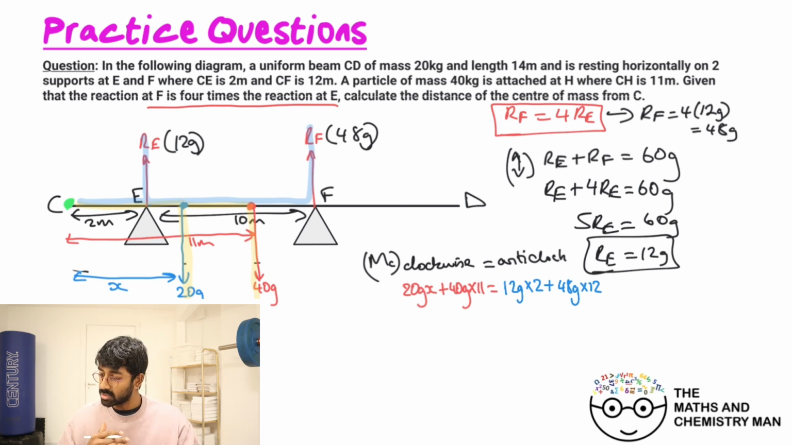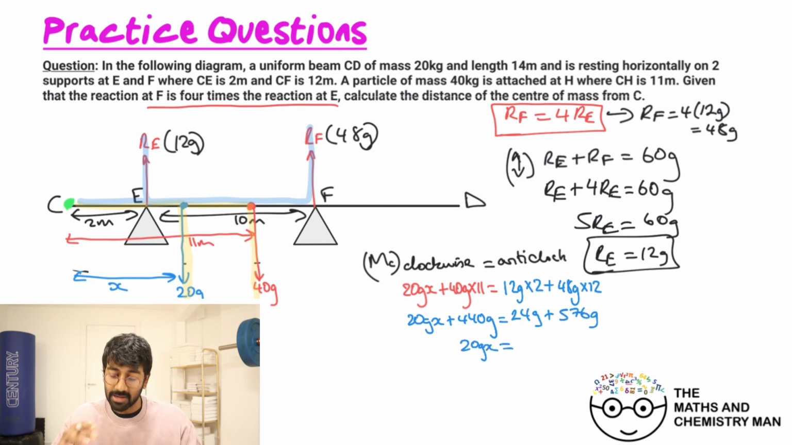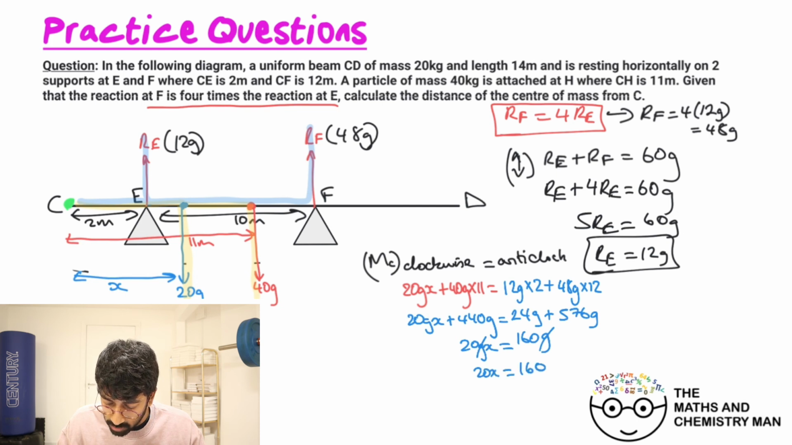Okay, so we'll start to neaten this up a little bit. We've got 20Gx plus 440G equals 24G plus, and what is this? I think this is 576G. Okay, there we go. Let's neaten this all up. We've got 20Gx on this side. Take that 440G to the other side, and that gives us apparently 160G. So you've got 20x is equal to 160. And therefore x is just equal to 8.